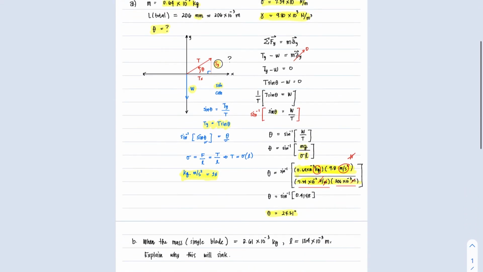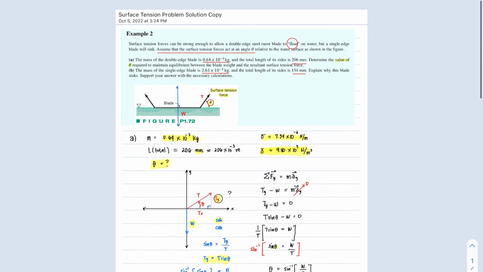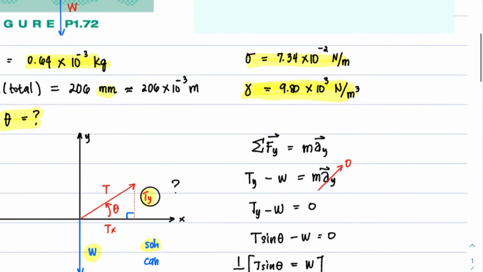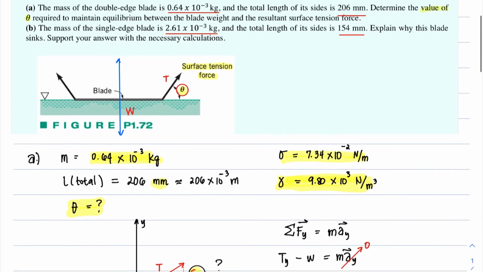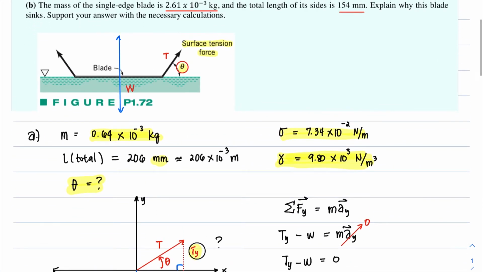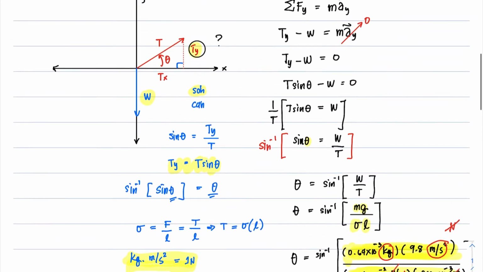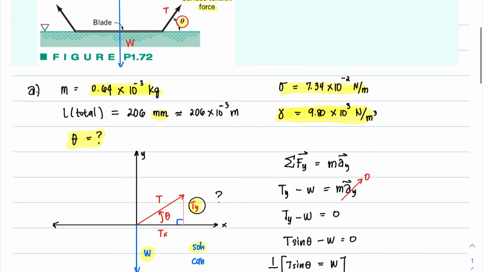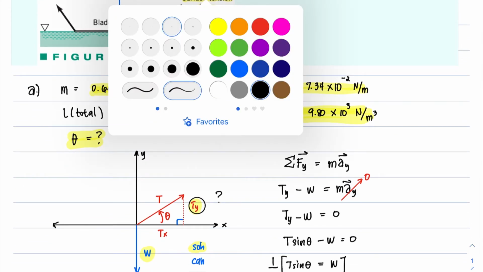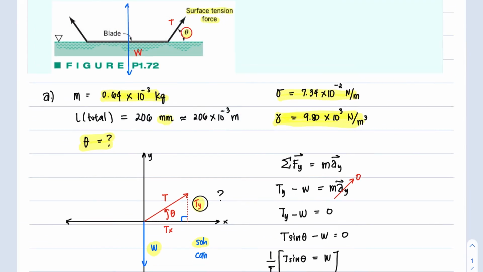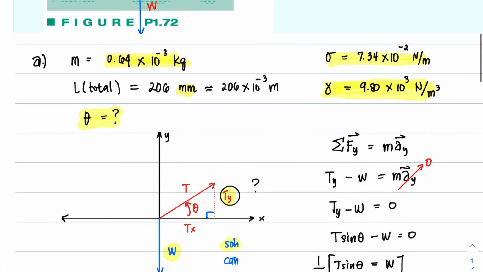Now let's proceed to part B. Part B is telling us about the case of a single-edge blade with that mass and this length here, and you have to explain why it sinks. By the way, something I should have mentioned earlier is this. I'll just write it here: condition to float.